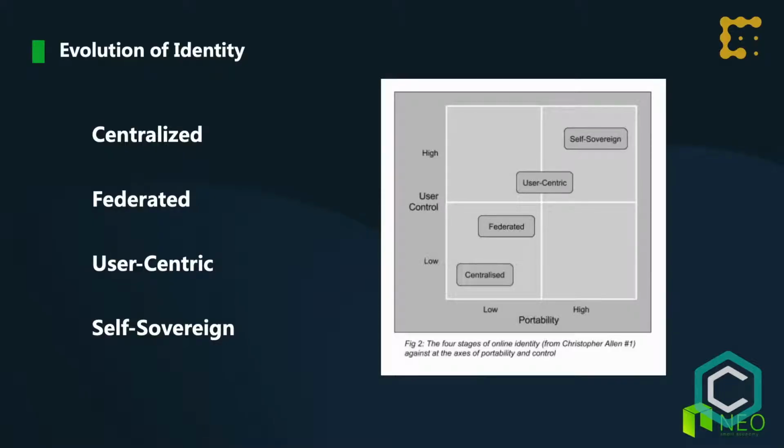So identity evolves in 4 stages. The first is centralized, then federated, user-centric, and self-sovereign. I will make it easy for you. Just remember these 3 stages, all right? The first is the silo model. It's very easy. If you don't have a Google email, you just register it, all right? You just provide your personal information to Google and you register an email.